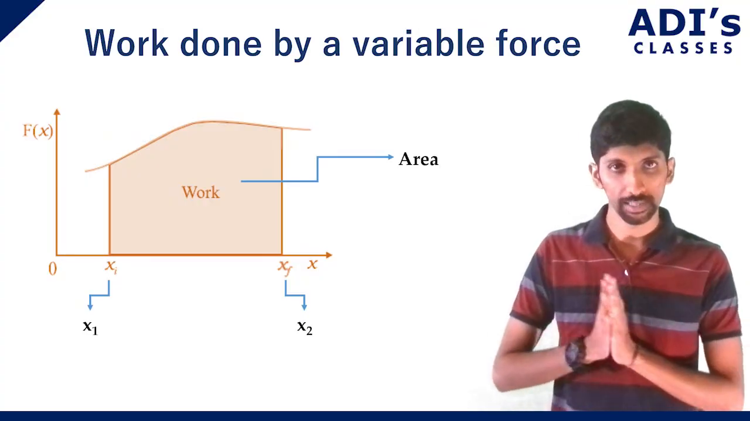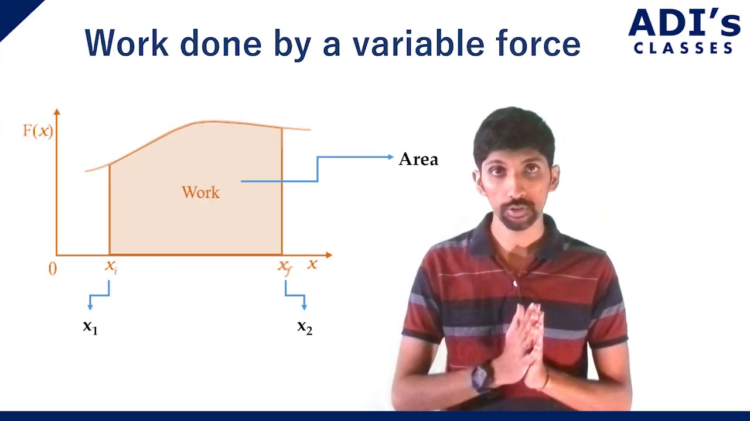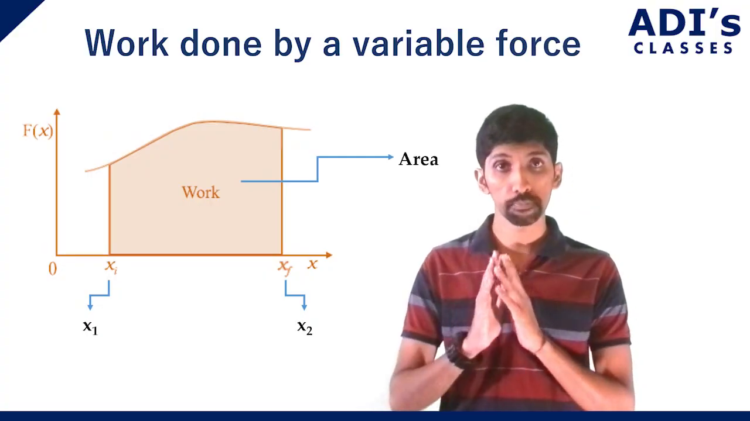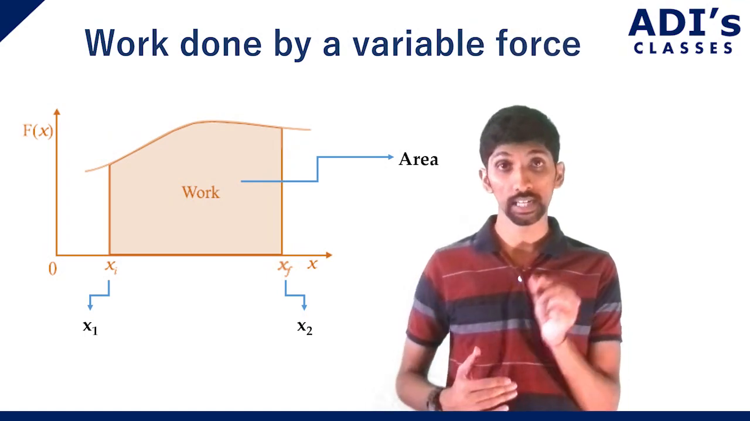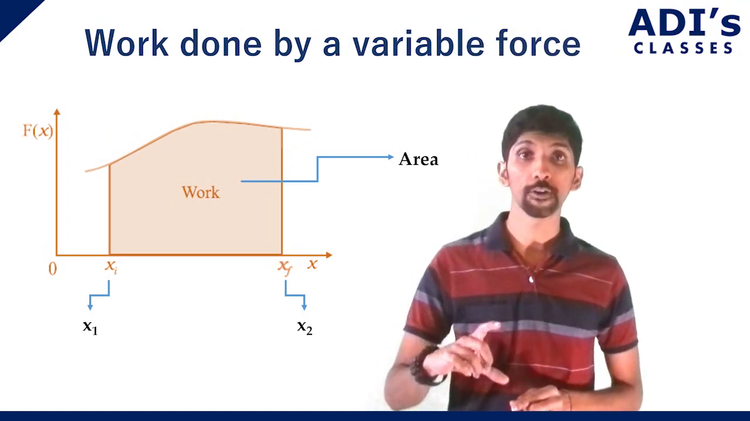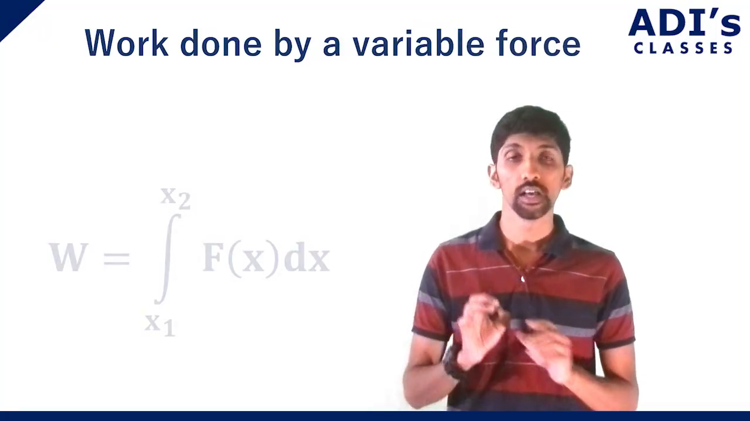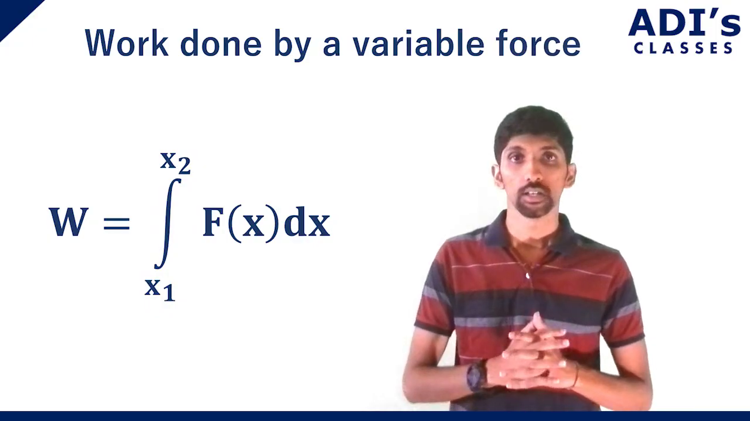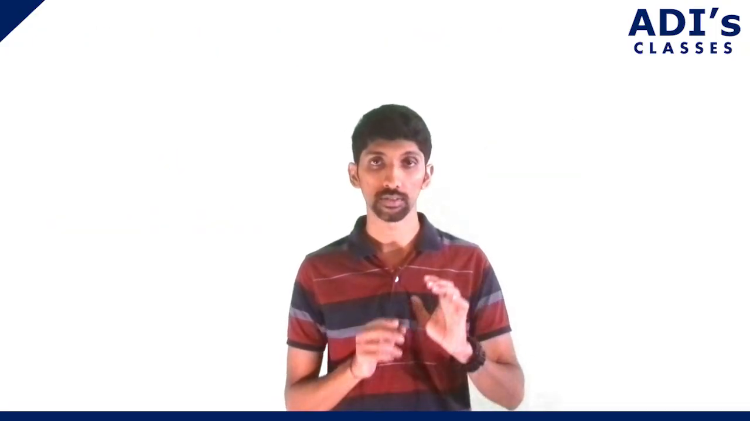Understood? Let me just repeat the whole thing. You have a variable force and you're trying to calculate the work done. For this, you split the whole area into small rectangles with delta x as the breadth and f of x as the length. You calculate the area of each and every rectangle and sum them up, and that will be the total work done. So the work done W is equal to the integral from x1 to x2 of f of x dx. This is the total work done.